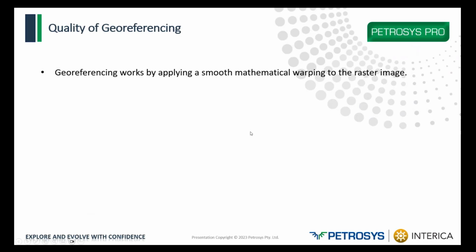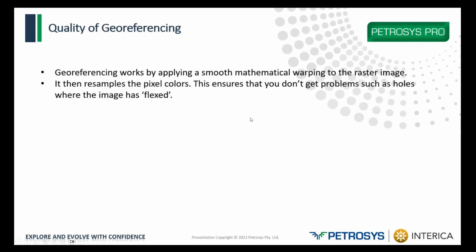So georeferencing an image works by applying a smooth mathematical warping to the original raster image, and it resamples those pixel colors, and to ensure that we don't get problems such as holes where the image is flexed, it warps those to tie those and fill in those holes.